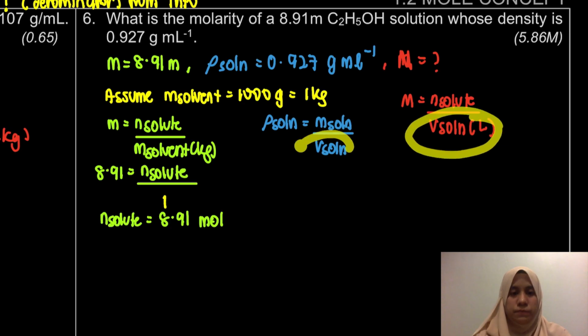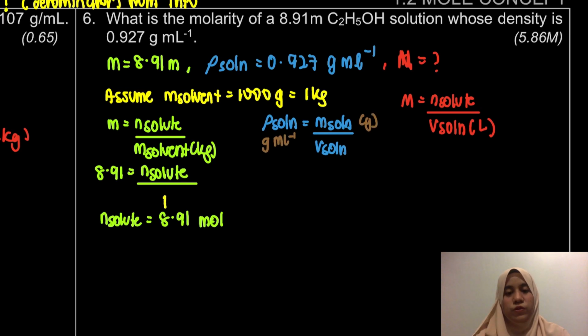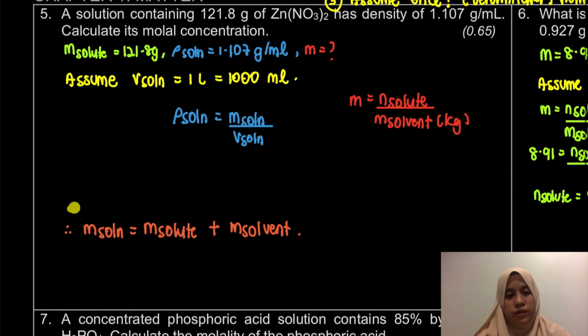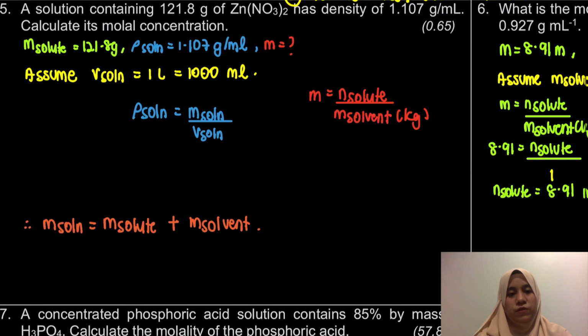Okay, so here the density is actually in the unit gram per milliliter. So the volume of solution when we get there must be in mL. And mass of solution must be in gram. Okay, so how do we find the mass of solution? We're still going to use this. The mass of solvent we already have.